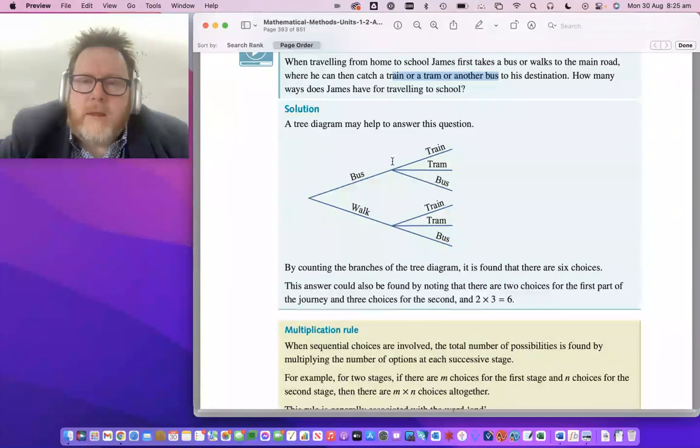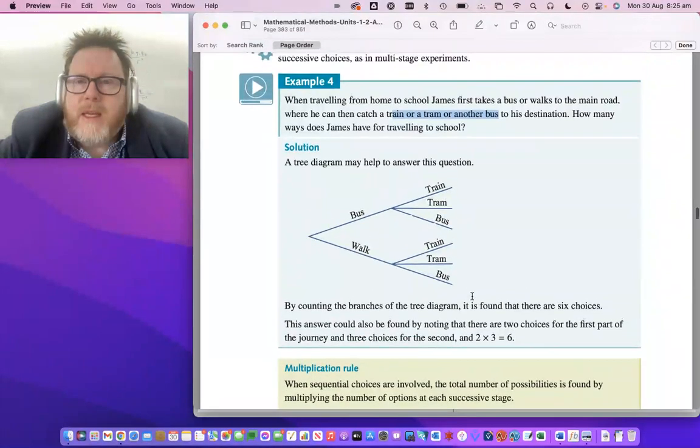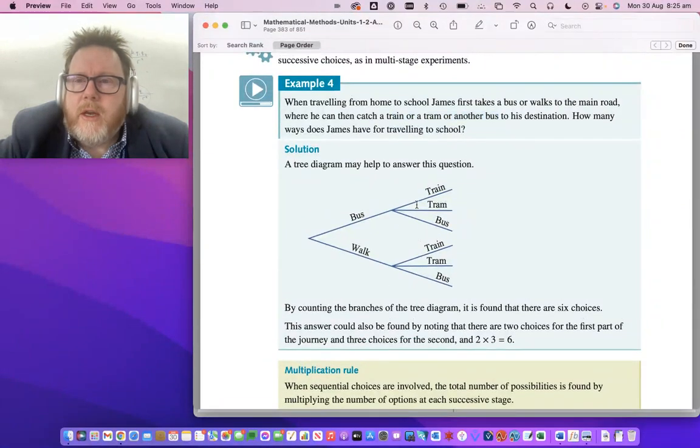But note that, for every branch off the tree, we just got the same number of choices along each branch for the second part of the journey. So instead of just counting up the 6, we could just say there are 2 choices to start with, and then there are 3 choices off the first choice, 3 choices off the second choice. So there are 2 lots of 3, which is 6. Another way of thinking about it is not drawing the tree diagram at all, but simply saying, I can see that there are 2 choices to start with, and from each of the 2 choices, there's another 3. So there's 2 multiplied by 3, 6 choices. So you can do that without too much of a fuss.